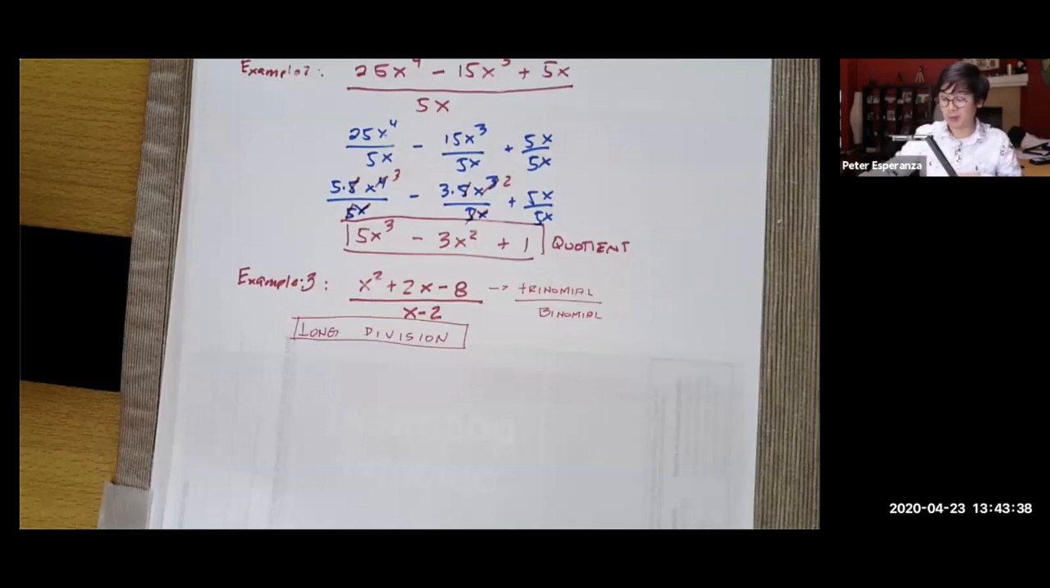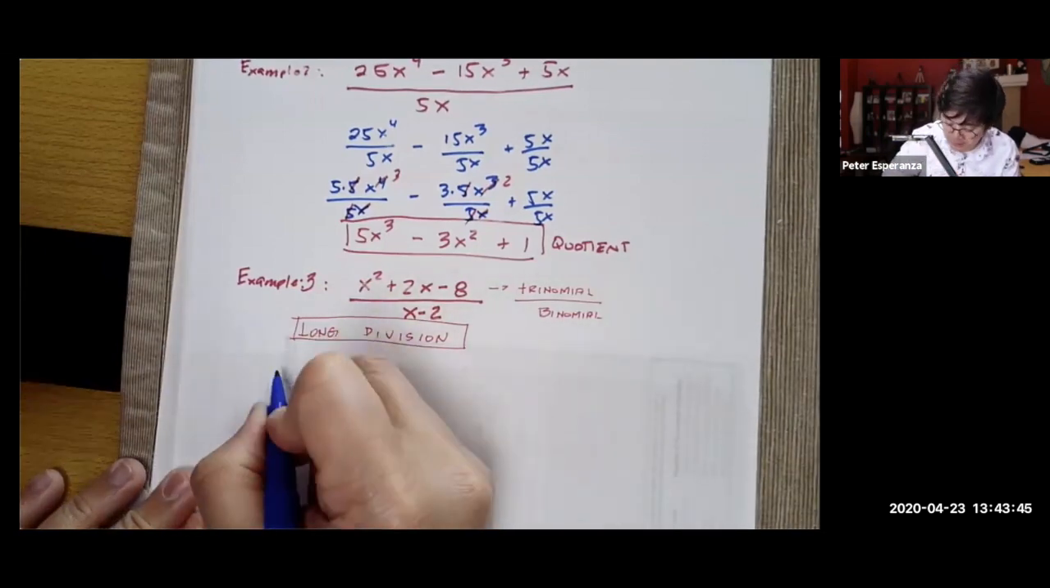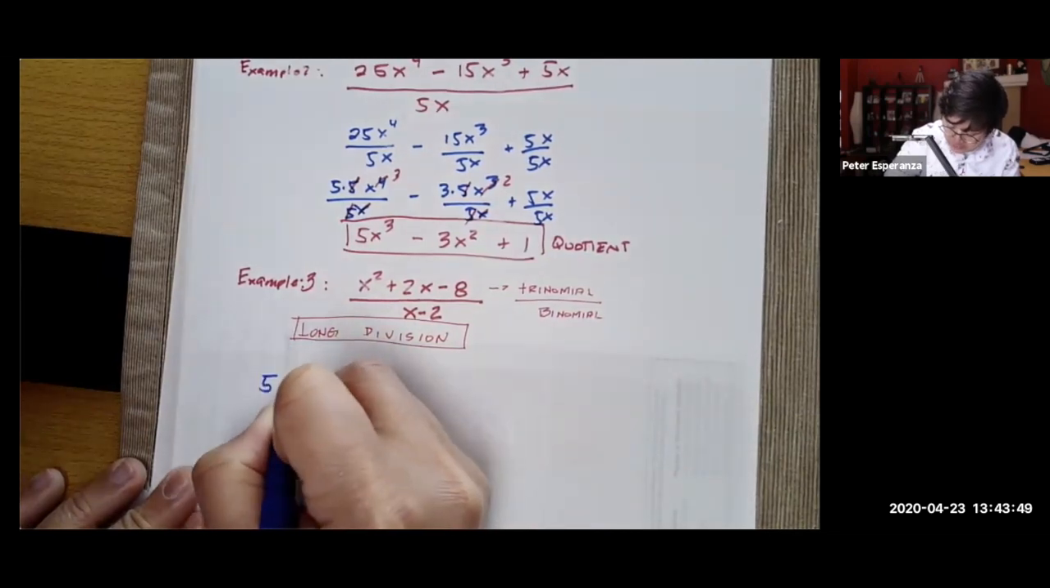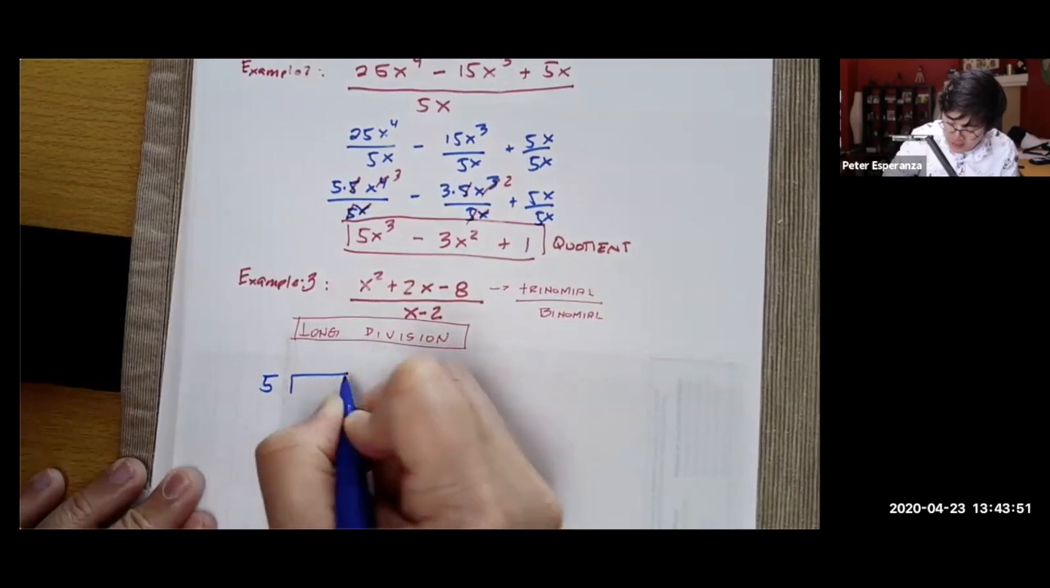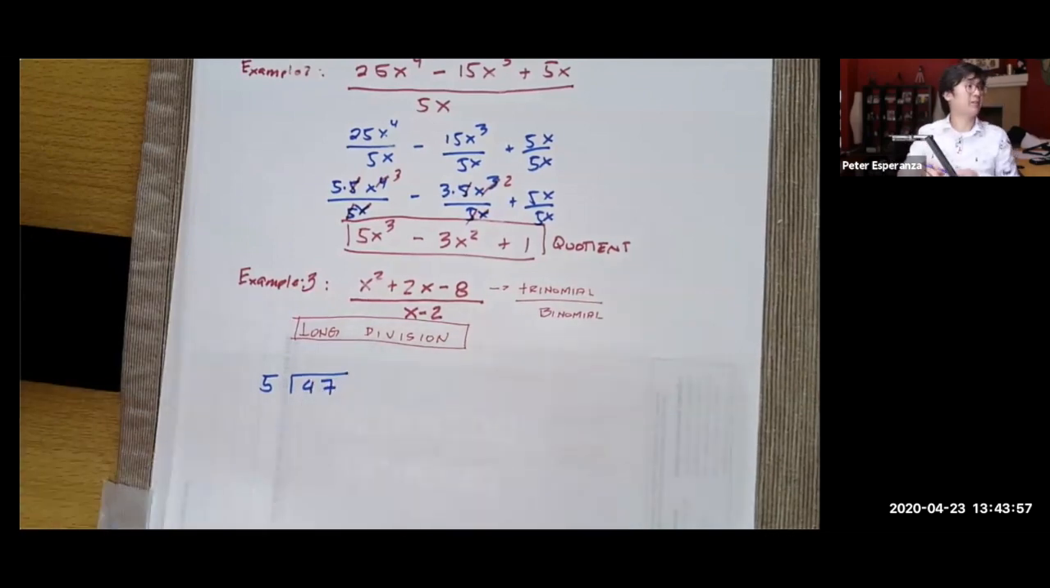So since we're doing long division, can you use long division to divide this? 5 divided by 47. Okay, let's review.